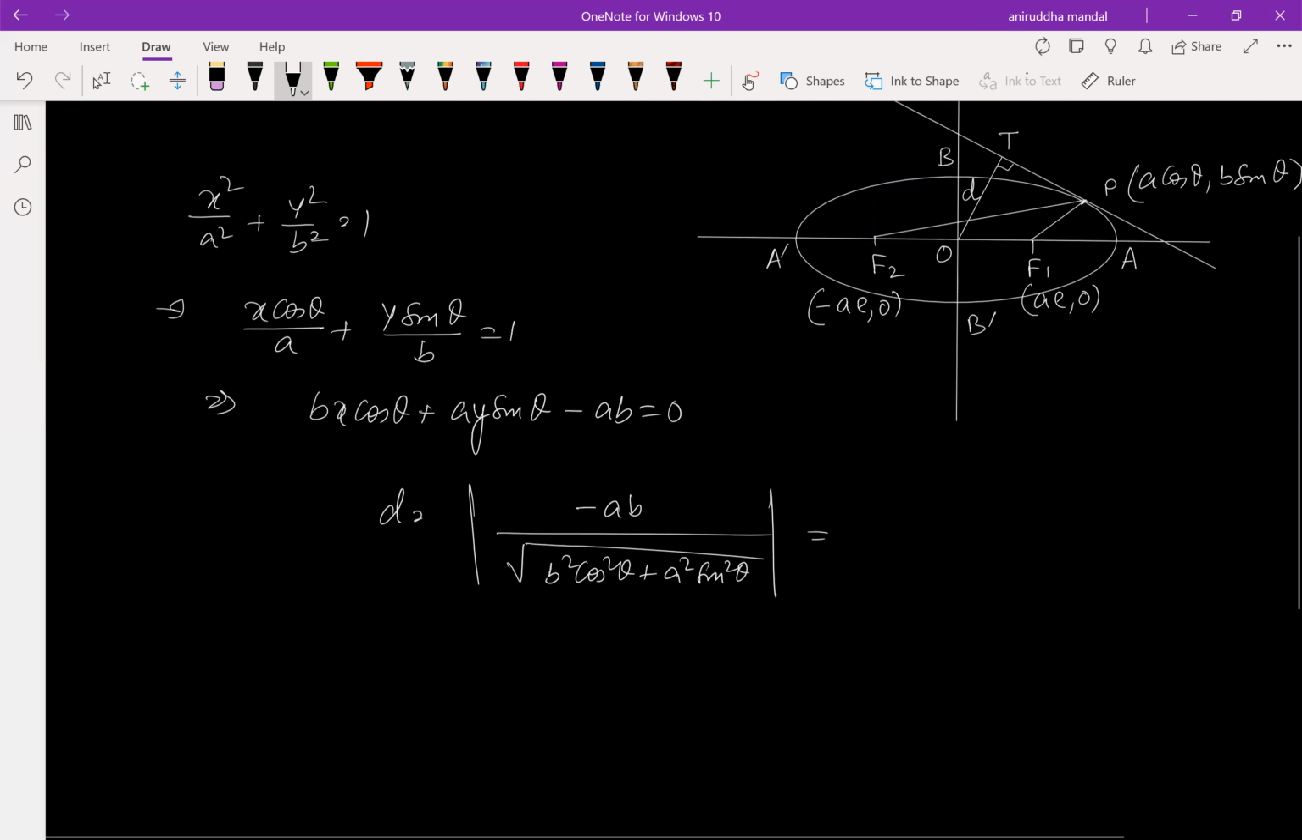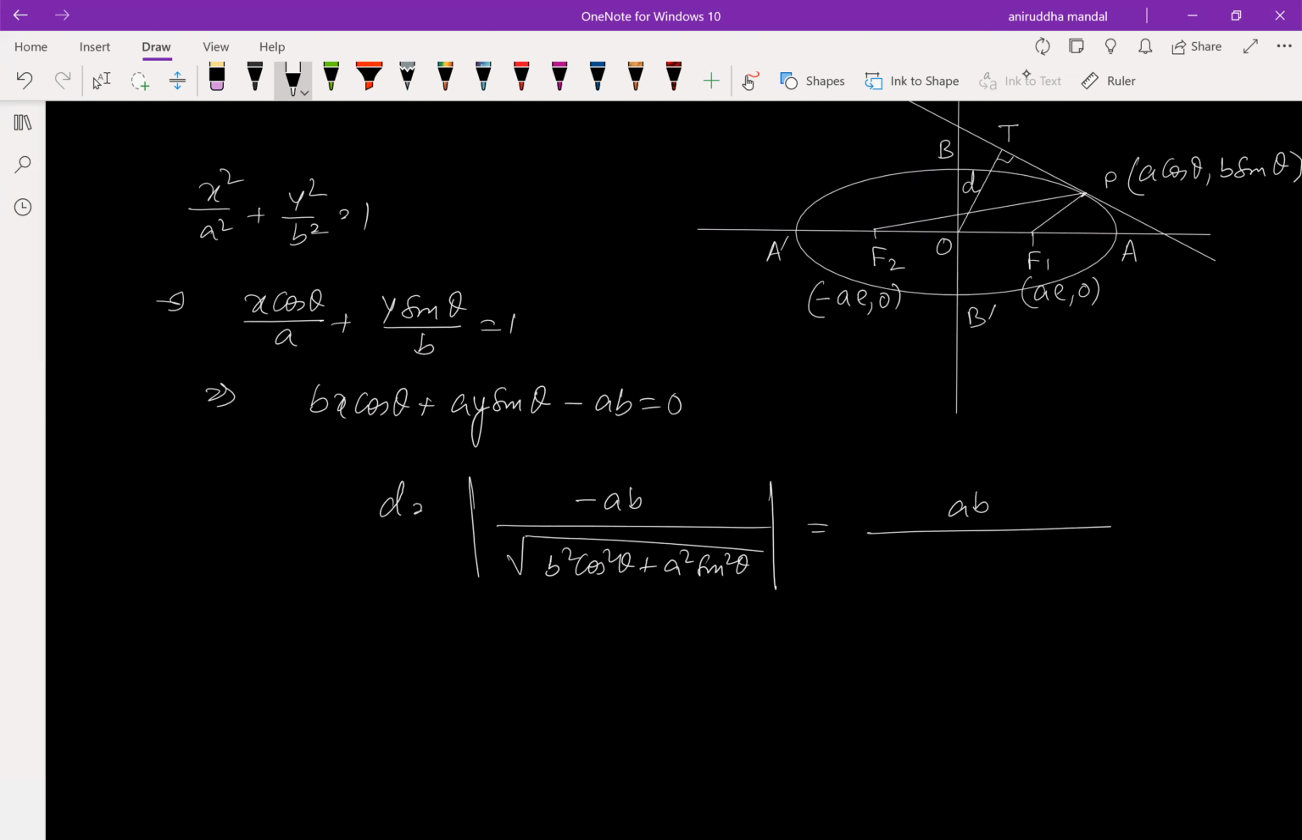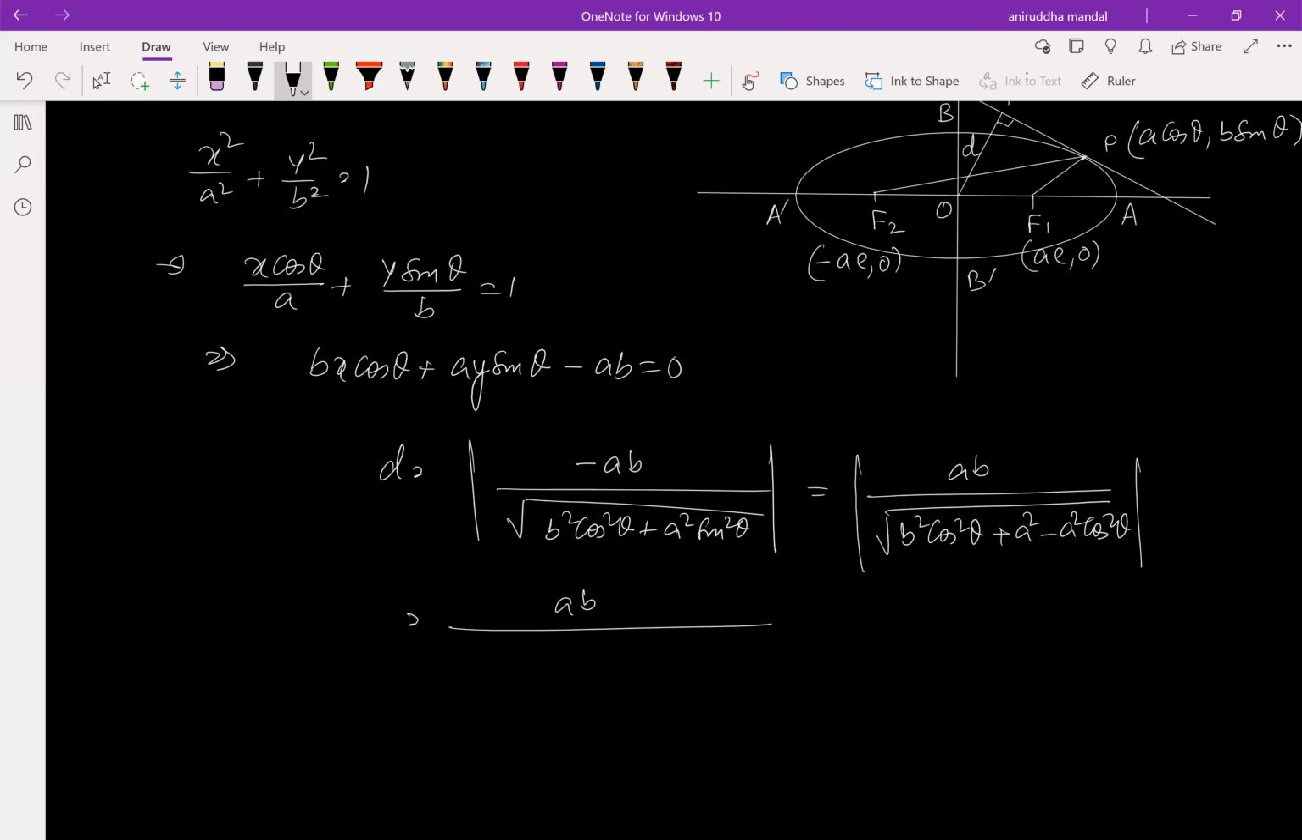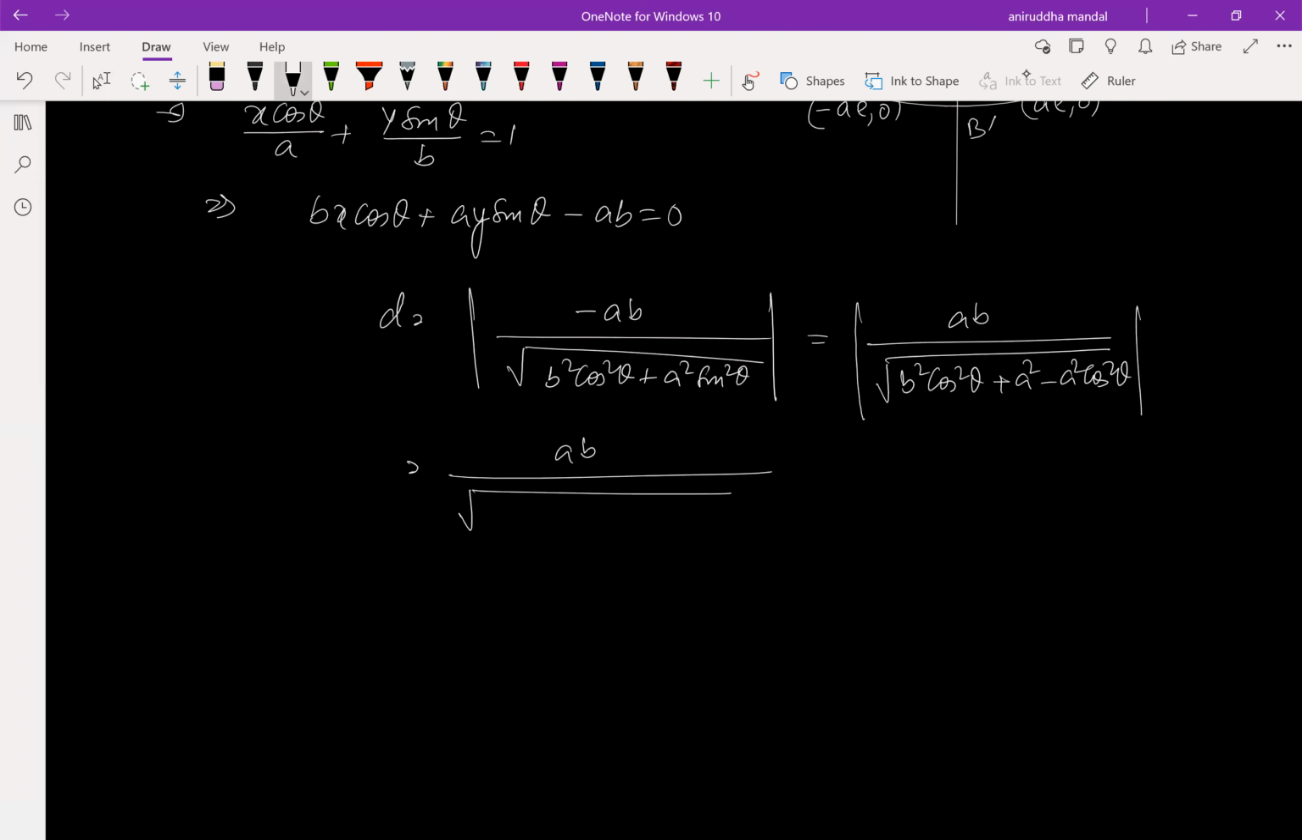We take this mod sign as positive because this ab is negative, and this sine square theta we can write in terms of cos square theta. So this is b square cos square theta, and this is a square minus a square cos square theta. Now this is ab divided by, we take cos square theta common, so we can write this as a square plus (b square minus a square) cos square theta.